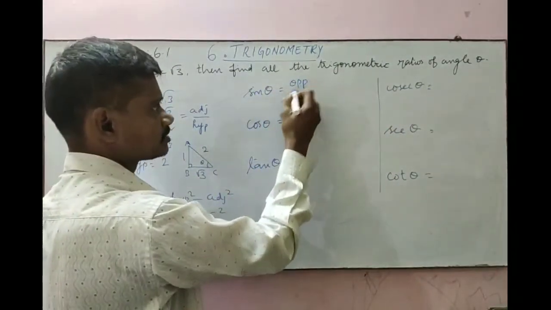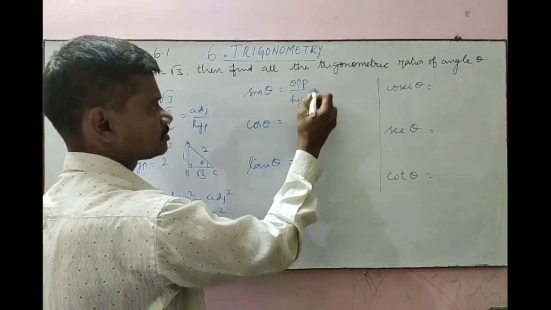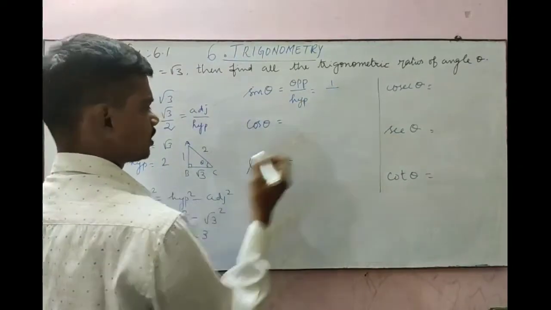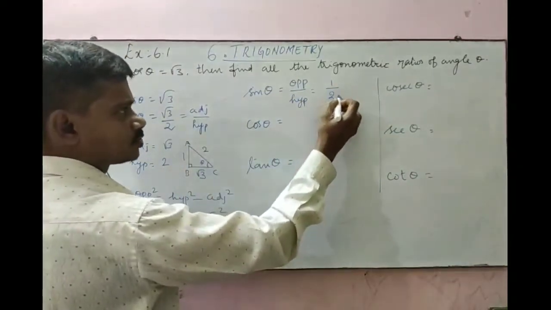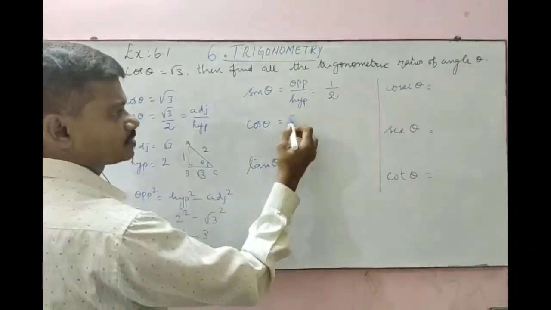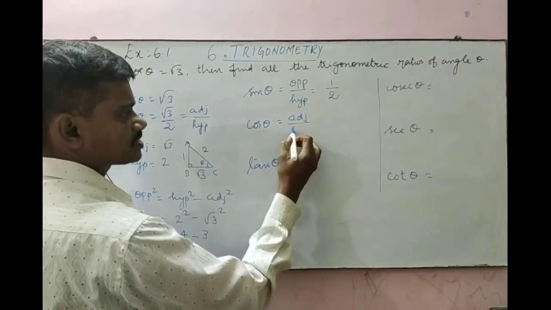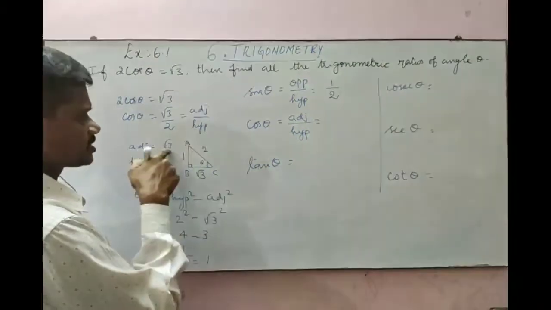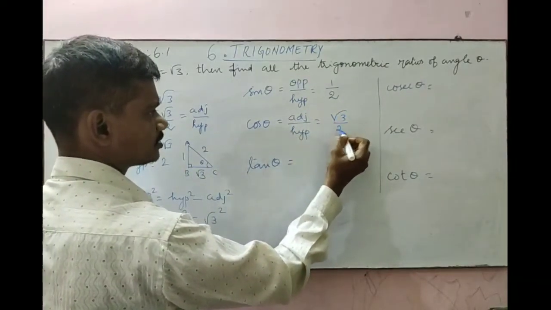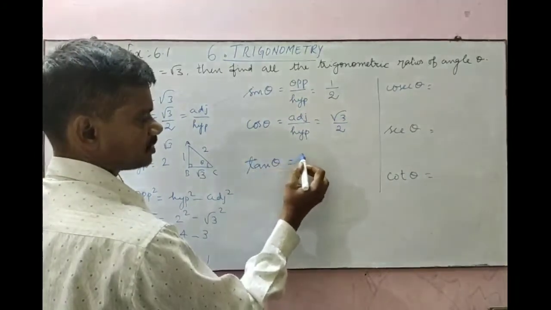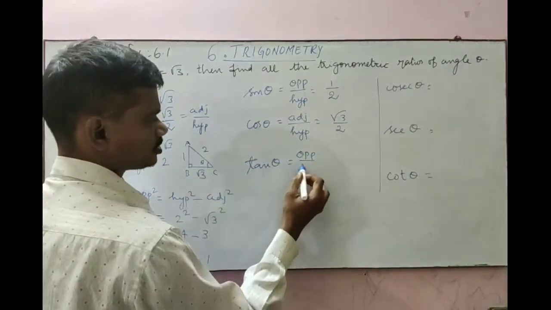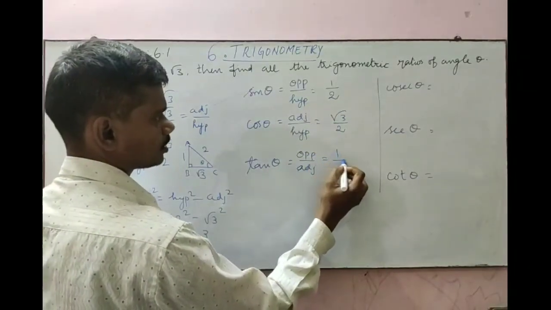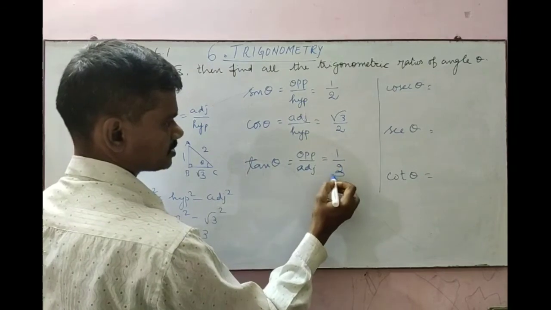Opposite side by hypotenuse side. Good. So what is opposite side here? Opposite is 1. 1 by hypotenuse side is 2. So the answer is 1 by 2. Then the formula for cos is adjacent by hypotenuse. What is the adjacent side here? The adjacent side is root 3 by 2. Then the tan theta. For tan theta the formula is opposite by adjacent. So what is opposite side? 1 by adjacent is root 3.